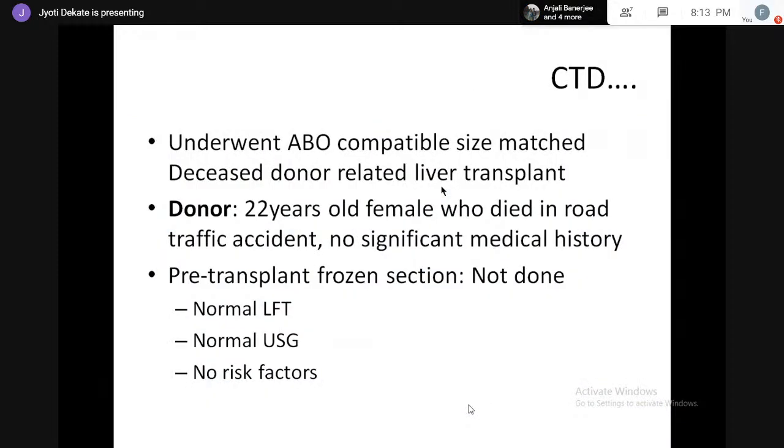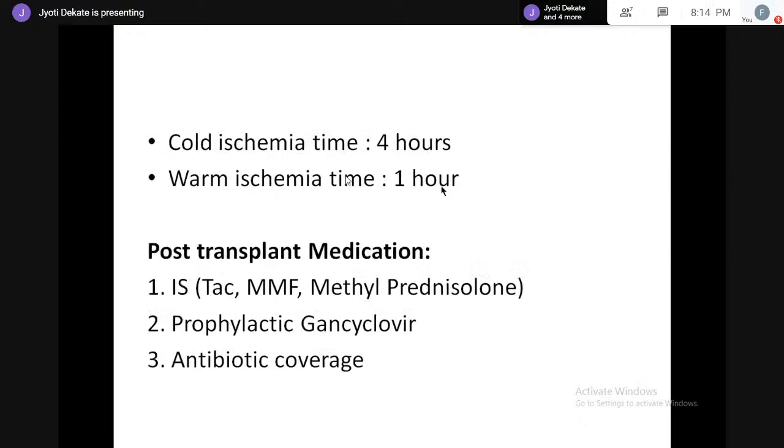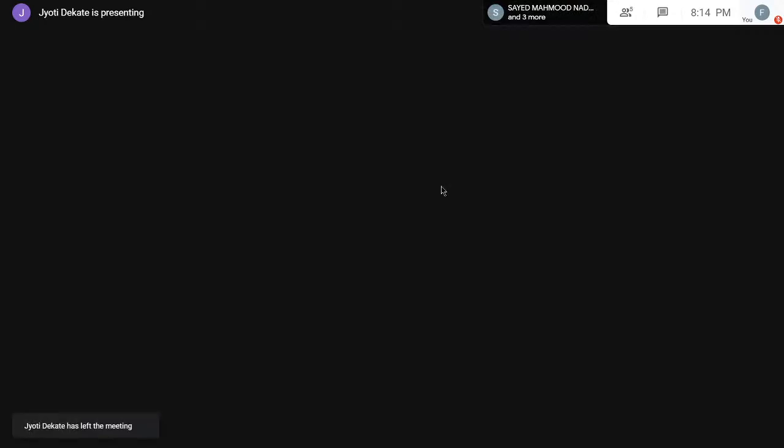This patient underwent a biocompatible cadaver-related liver transplant and was maintained on routine immunosuppression. The ischemia time, both cold and warm ischemia time, were within normal limits.